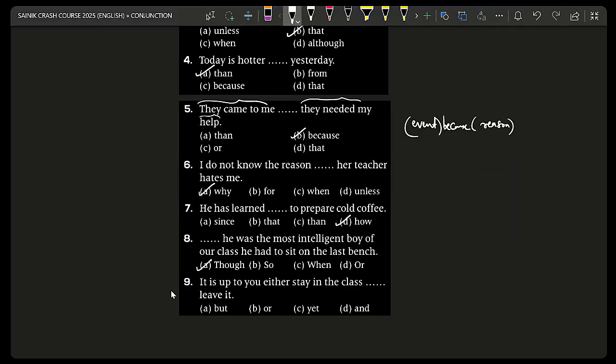You remember, Sriyansh? It shows the positive ability, even though some negative reasons are there. Then we will use though. Okay, sir. That means even though he's intelligent, he is asked to sit at the last bench. Okay, so some negative reasons are there for the happening of some positive thing. Then we will use though. The last question. It is up to you either stay in the class or leave it. Yes, sir. Okay, that is option B.